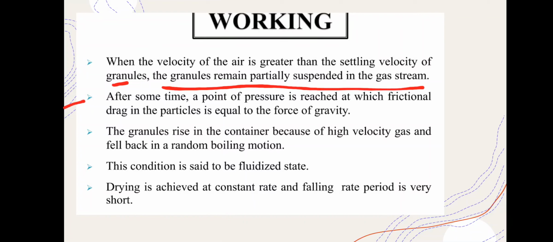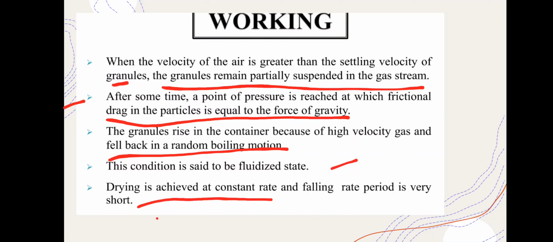After some time, a point of pressure is reached at which the frictional drag on the particles is equal to the force of gravity. The granules rise in the container because of the high velocity gas and fall back in a random boiling motion. This condition is said to be the fluidized state. Drying is achieved at a constant rate and the falling rate period is very short. Very simple: those having greater velocity will float at the top, and those having lesser velocity will float at the bottom side.